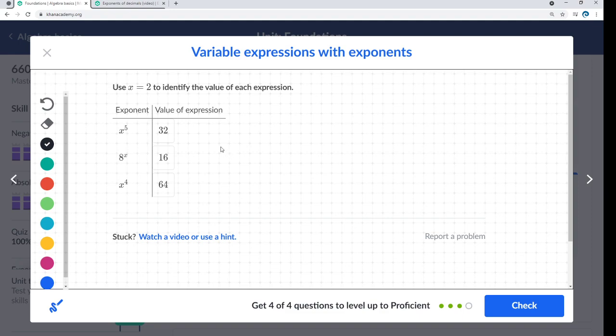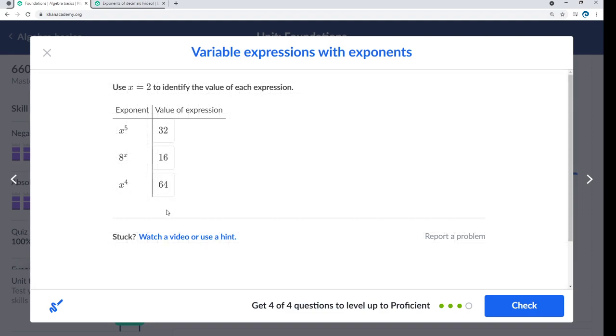Use x is equal to 2 to identify the value of each expression. So here we're doing some more mathification. x is 2, so this is 2 to the 5th power. What's the easiest one? 8 times 8 is 64, right? So 8 to the 2nd power has got to be 64.